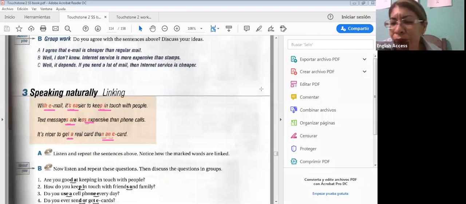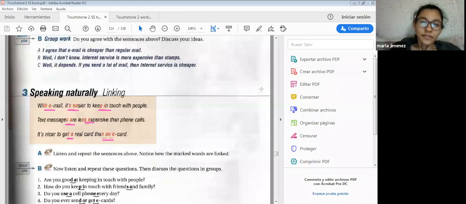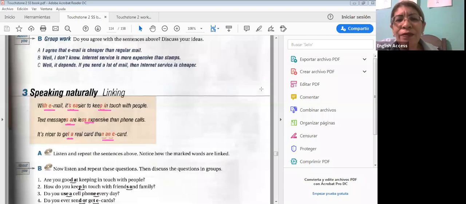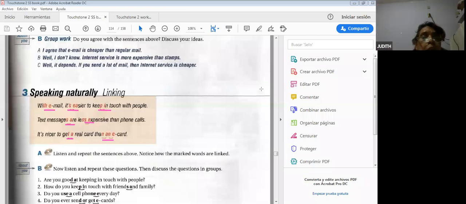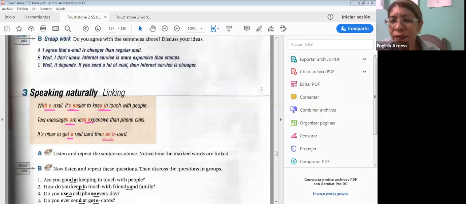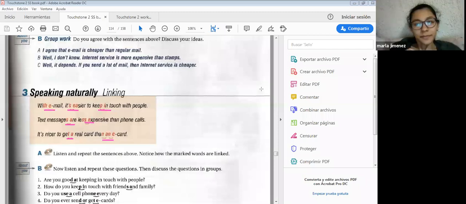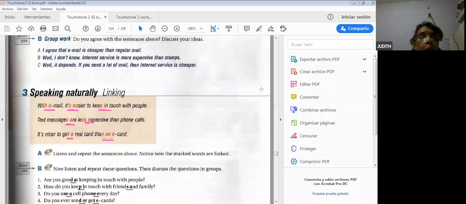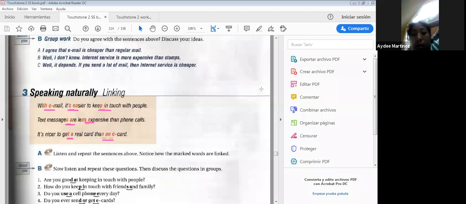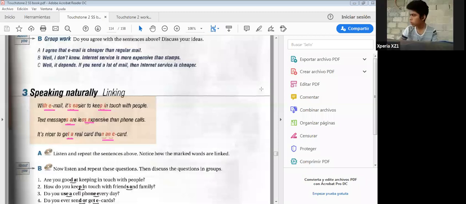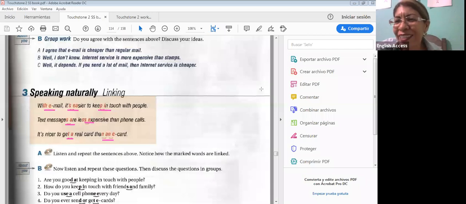It's easier. Okay, once again, it's easier. Then we have keep in. We have two. Once again, imagine that we have only one word, keeping. Keeping. Okay, so now let's repeat. With email, it's easier to keep in touch. To keep in touch. Okay. Do you notice the difference?